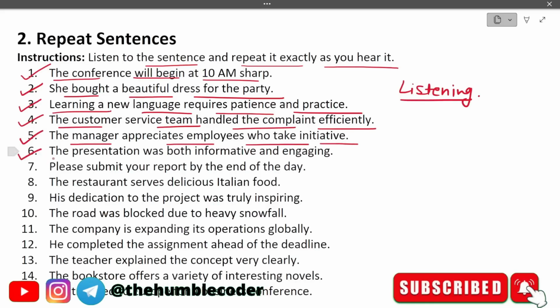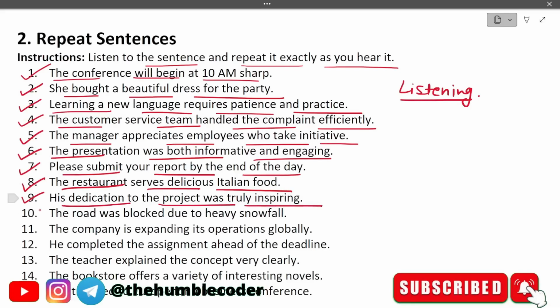Next sentence, the presentation was both informative and engaging. Moving on to the next sentence, please submit your report by the end of the day. Moving on to the next sentence, the restaurant serves delicious Italian food. Moving on to the next sentence, his dedication to the project was truly inspiring.